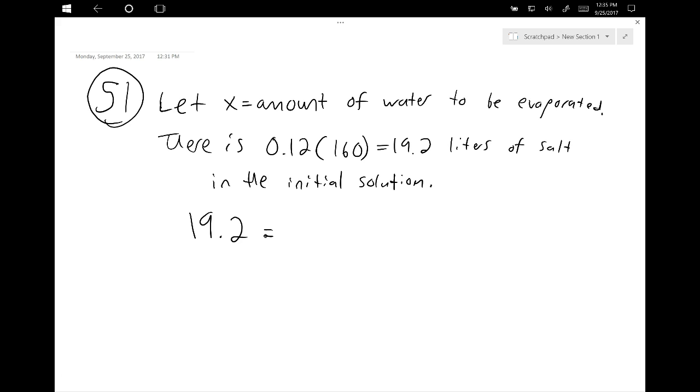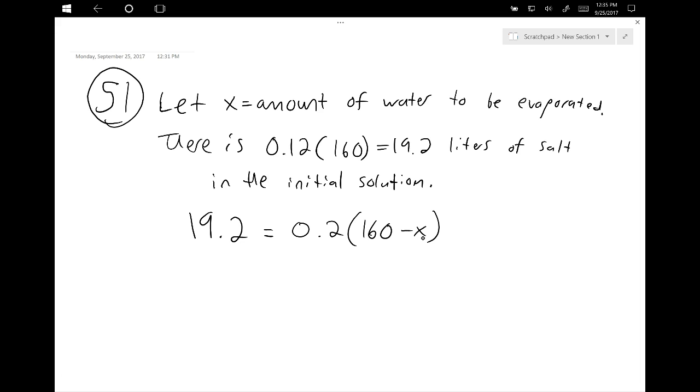So what I can do is take the 0.2, right, we want it to be 20%. So I take 0.2 times 160 minus X. X is the amount of water we want to evaporate, so the amount that's left over would be 160 minus X. So we have 0.2, or 20%, times 160 minus X. We want to see where these are going to be equal to each other.